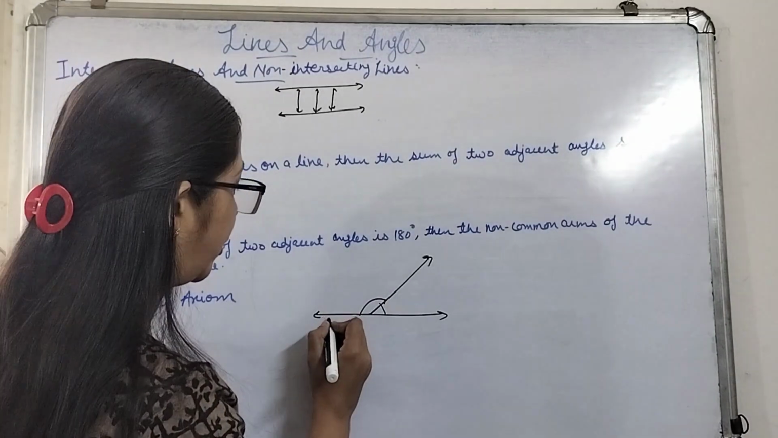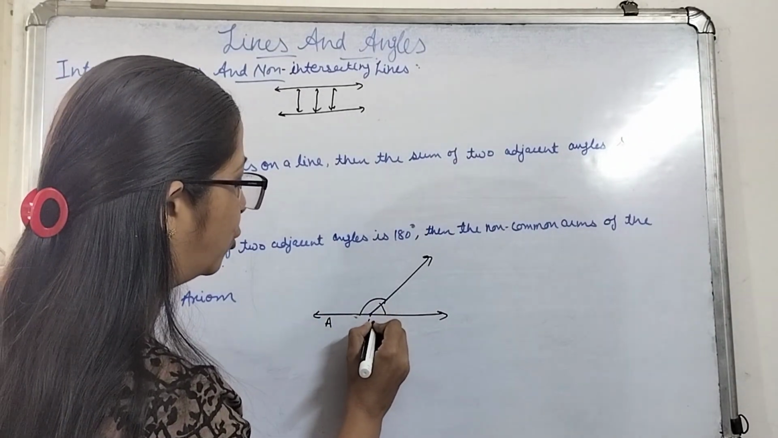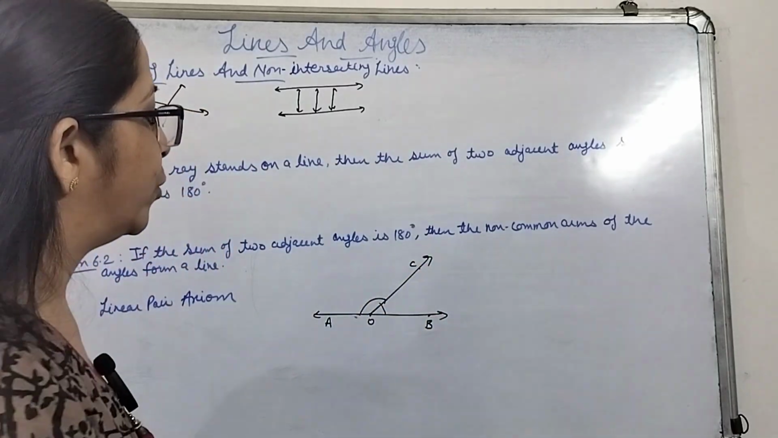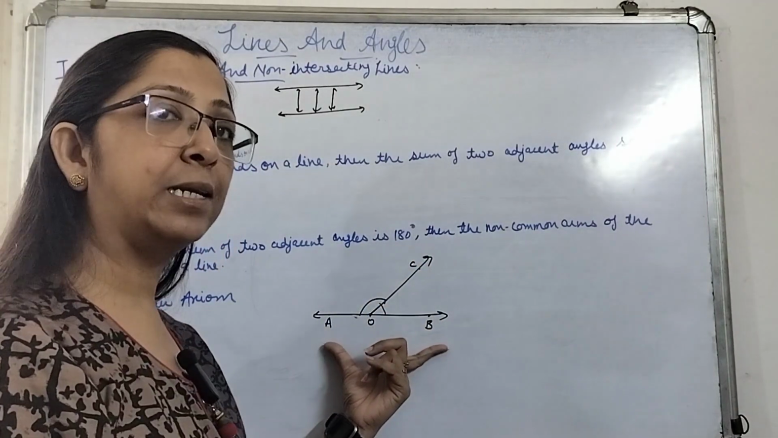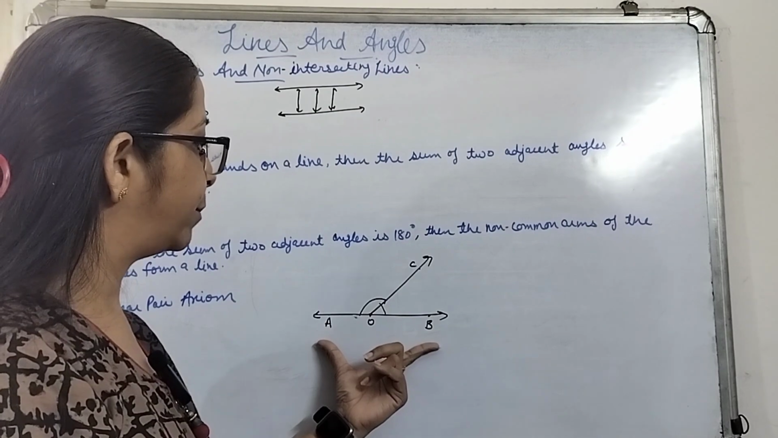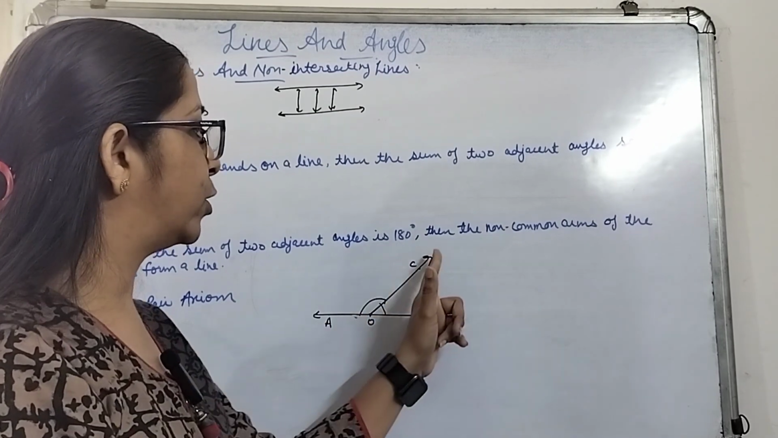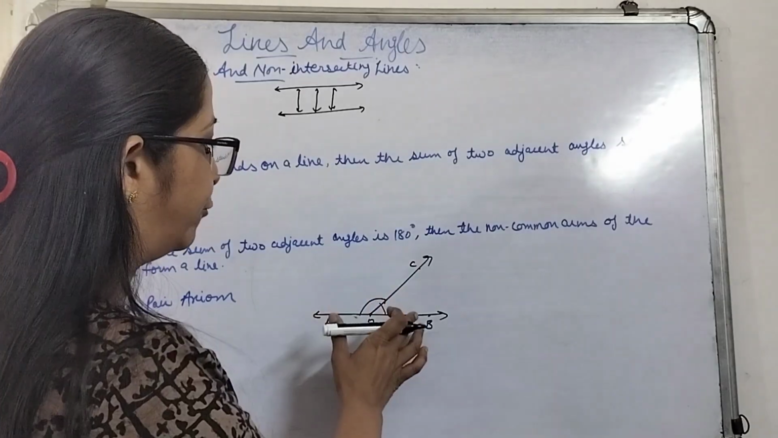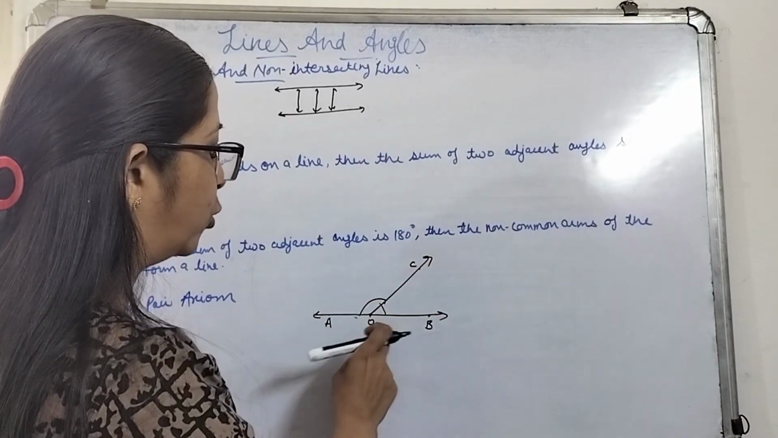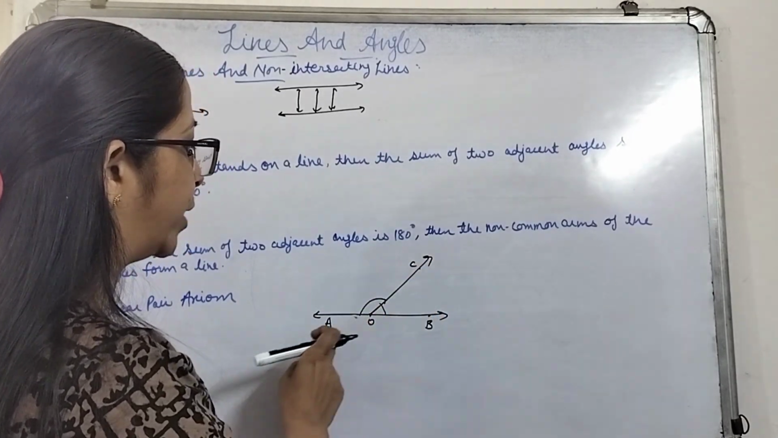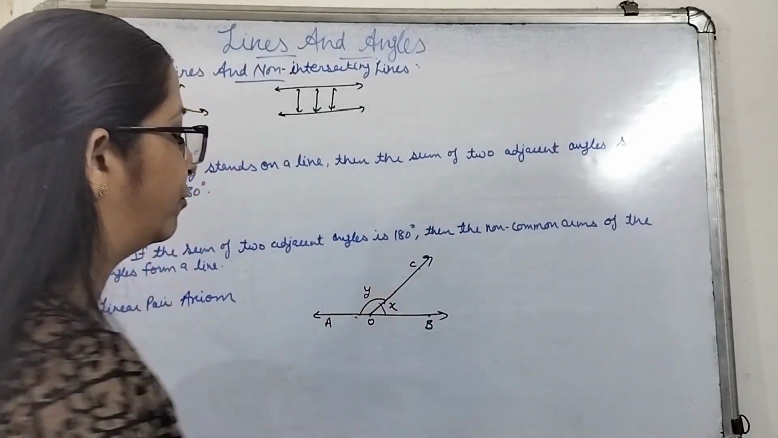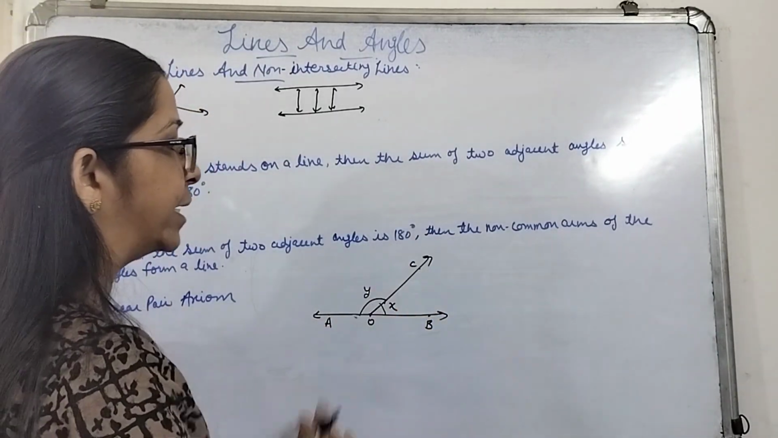Now suppose this is a point A, this is O, this is B, and this is C. Now over here what we can see is AB is a line, and on the line AB at point O we have drawn a ray, that is OC is a ray. Now the two adjacent angles formed are angle COB and angle COA. These two angles are formed. Suppose this is X and this is Y.